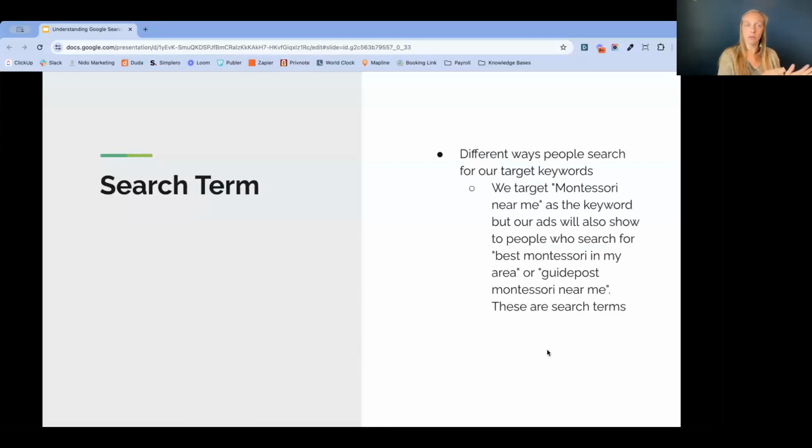Search terms. So keyword versus search term. Search terms are the different ways that people are searching for your target keywords. So it's a little bit different. We target "Montessori near me" as the keyword, but your ad will also show up for "best Montessori school in my area." So a search term is what your prospective parents are searching for. A keyword is what we're going to target to get our ad to show up.